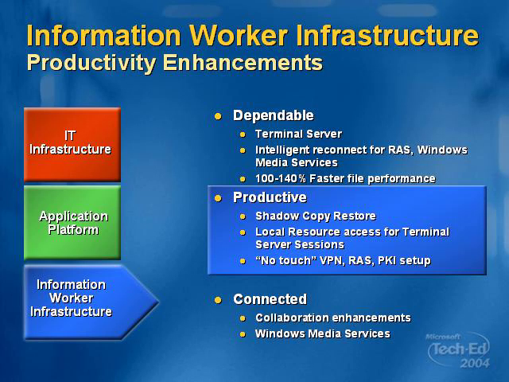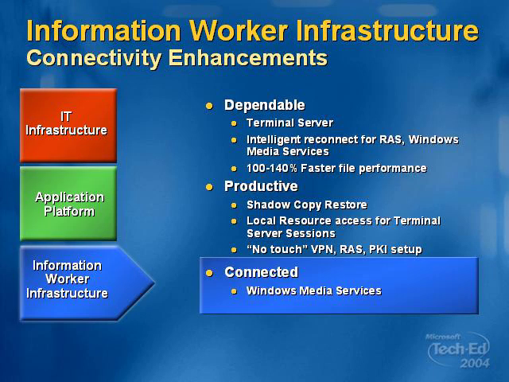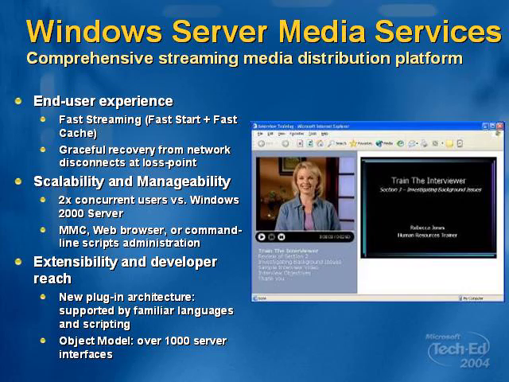Again, we have a great information worker infrastructure, and a variety of the features that we discussed previously complement that. Again, shadow copy restore. We saw how it could restore documents from nearly anywhere that we told our folders to share. We have local resource access for terminal server sessions that we just saw in that demonstration. And finally, no-touch, so-called VPN, RAS, and PKI setup.